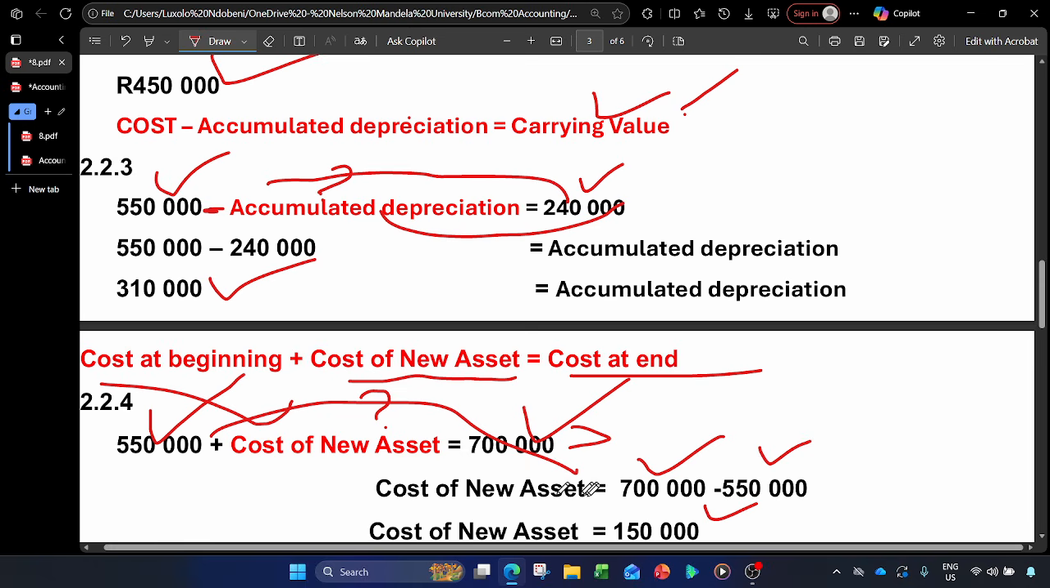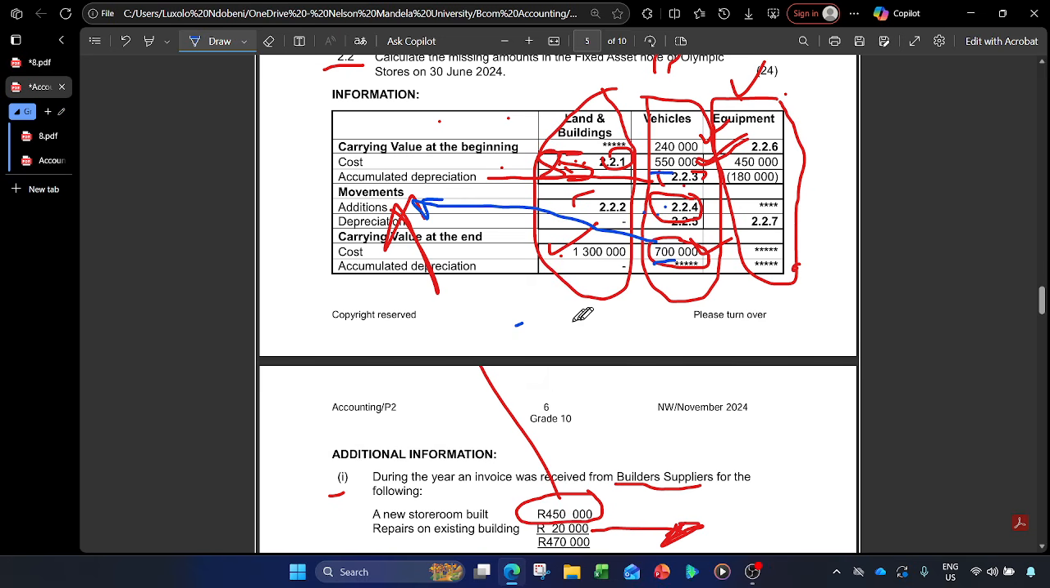So addition of an asset is equal to cost of the asset at end minus cost of the asset at the beginning. So you can just write that formula in your notes. But guys, as you can see, I don't trim them. I understand by just looking at note number 3. You can see there's a difference here.